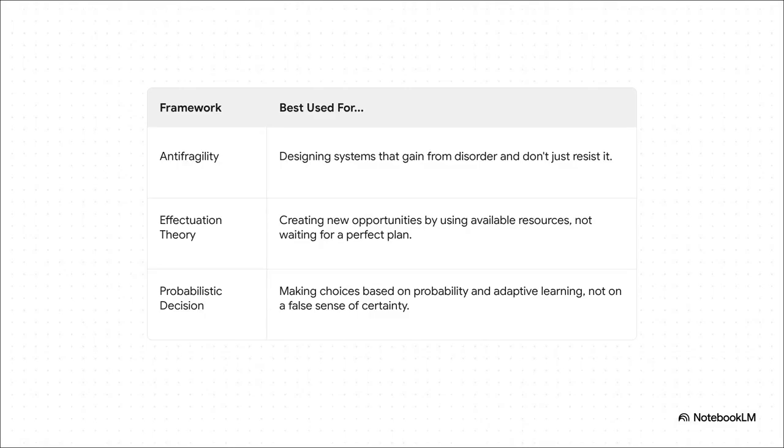Well, effectuation theory kind of flips the usual script. It says, don't start with a big goal and then hunt for the resources. Start with the resources you actually have right now and see what amazing new goals you can create. And probabilistic decision-making gets you out of the trap of needing to be 100% right. Instead, you start making smart bets based on the odds, and you learn and adapt as you go. This is how you lead when you literally can't know what's coming next.